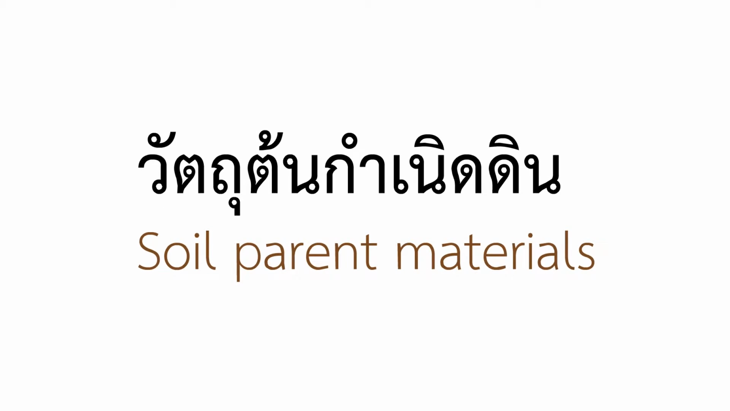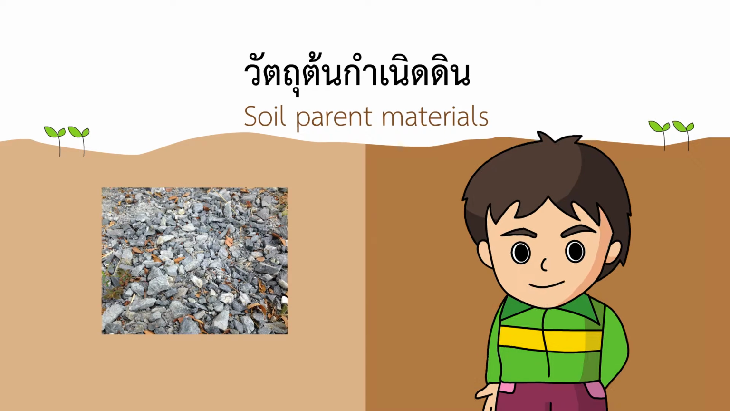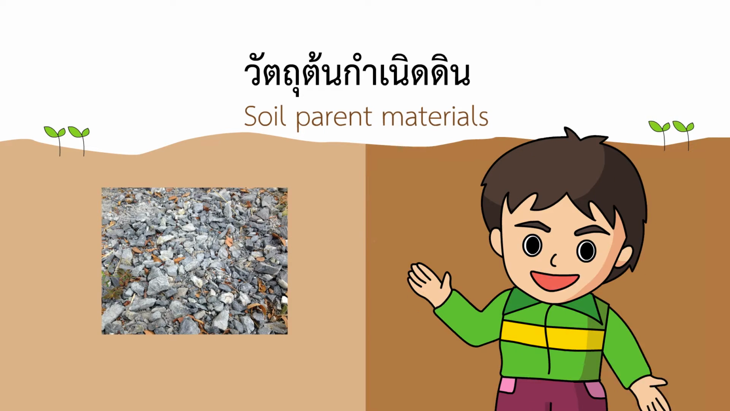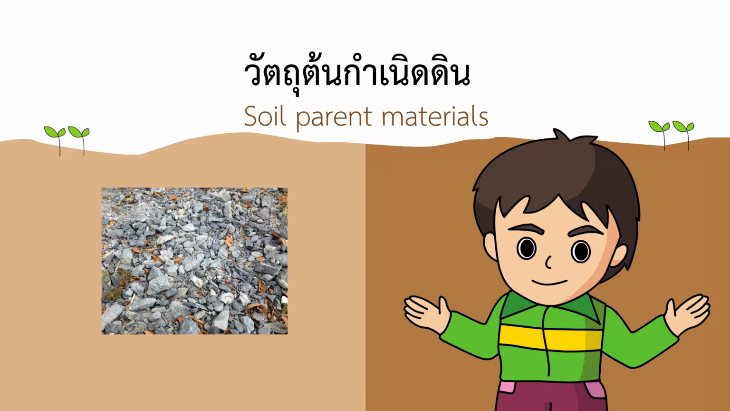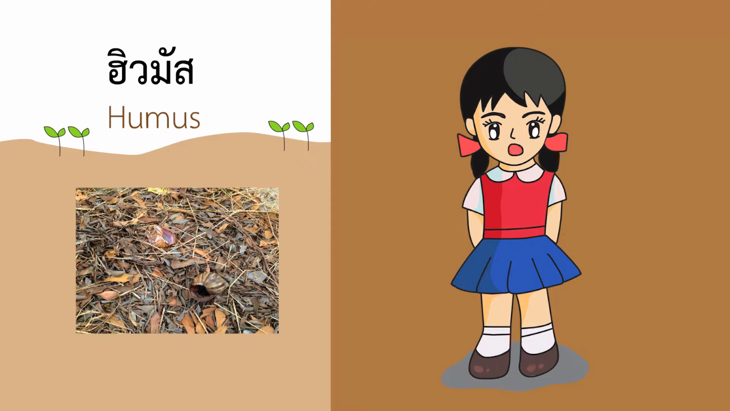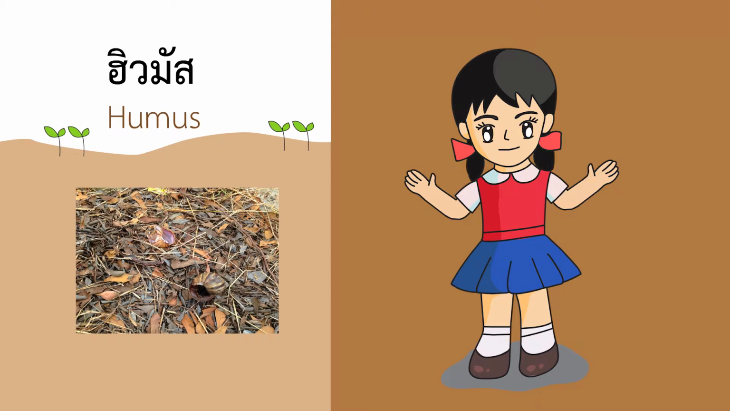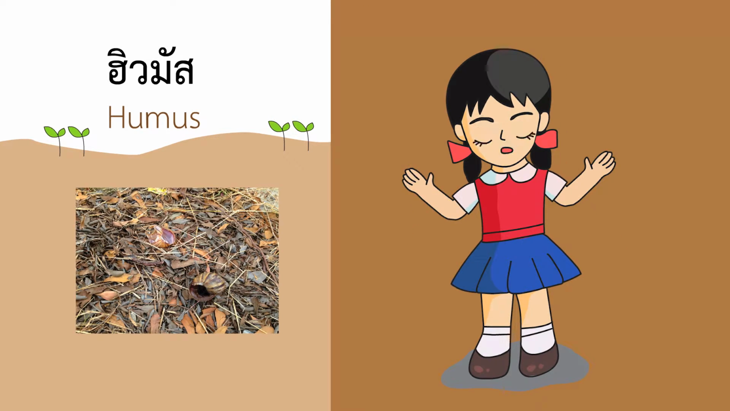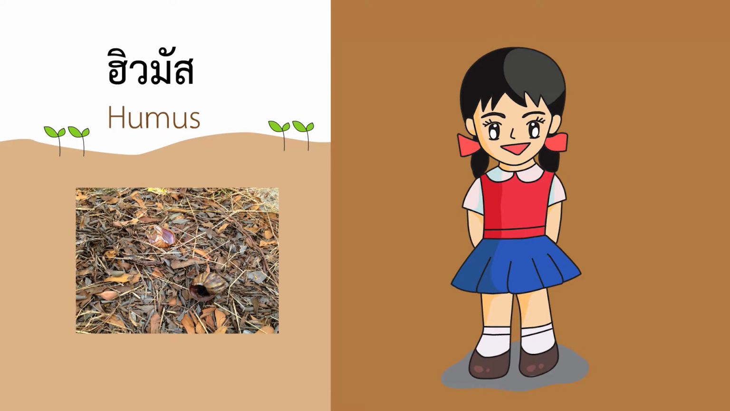Soil parent materials. Soil parent materials are rocks and minerals which are disintegrated and eroded by sunlight, wind, and water. Humus. Humus is a mixture of decayed plants and animals which are decomposed by microbes. Humus contains nutrients which are essential for plant growth, such as nitrogen, phosphorus, and potassium.